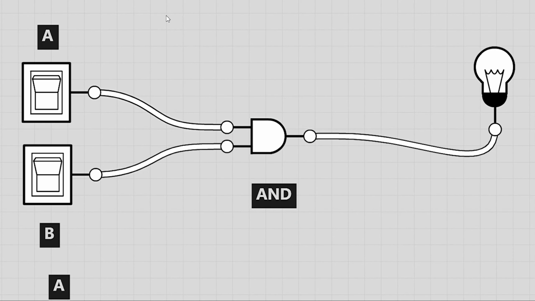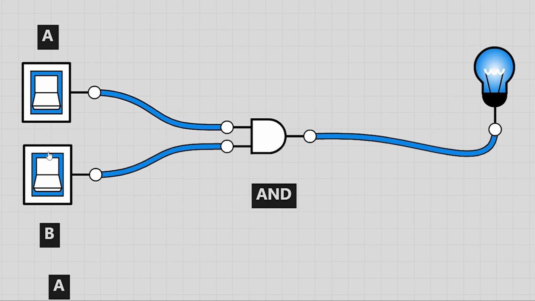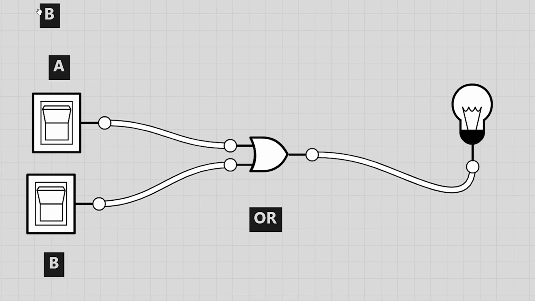First we are going to do the AND simulation. The switches A and B are the inputs and the bulb will be the output. First A is activated. Now both A and B are activated, and the bulb glows. Next we are going to see the OR gate.